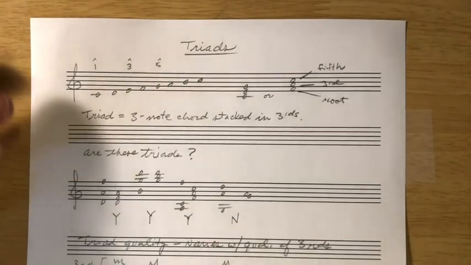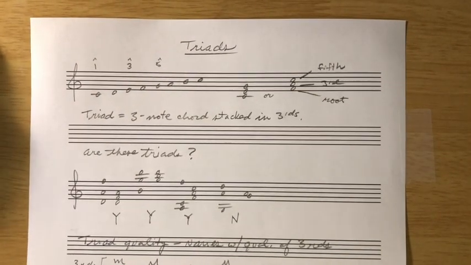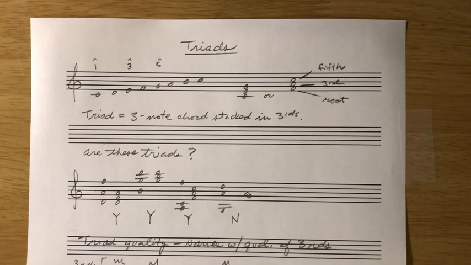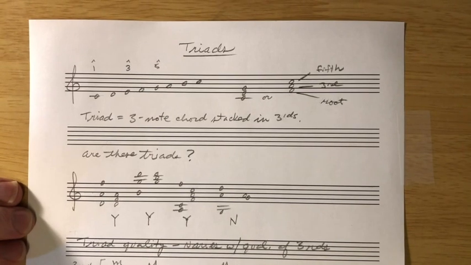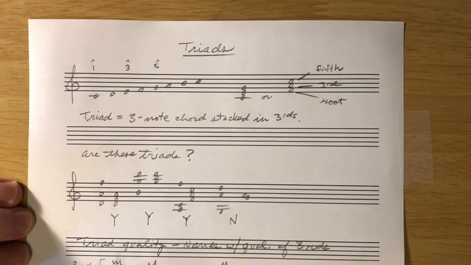As the quality of the thirds that make up the triad change, the sound of the triad itself changes. That's a major triad. That's a minor triad. That's an augmented triad. And by looking at the thirds within the triad, we can determine the quality of the whole triad, and it works like this.